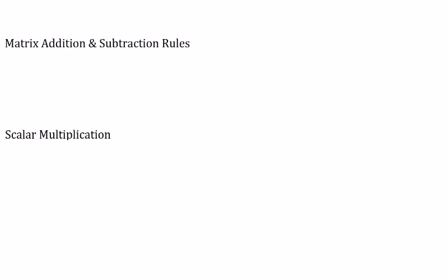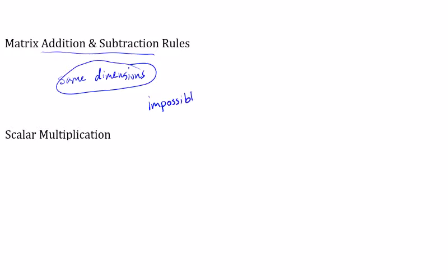So let's talk about matrix addition and subtraction. We know that with addition and subtraction, the dimensions have to be the same. Remember, dimensions are the row and the column, so row by column, like 3 by 2, 4 by 1, etc. You can only do it when you have the same dimensions. If they're not the same dimensions, then remember we wrote impossible.